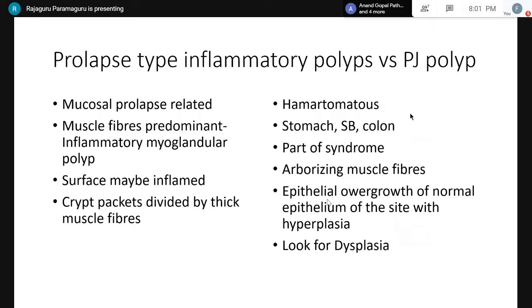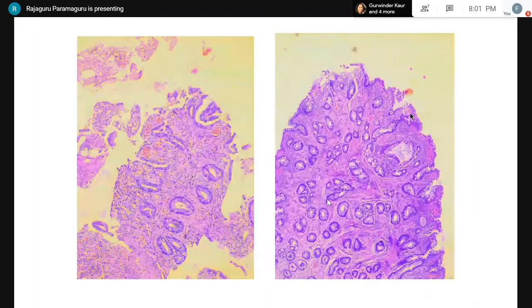In a Peutz's polyp, you have to look for dysplasia as well. So we're going with the histological image of an SRUS or a polypoidal SRUS. You see the stroma replaced with a lot of smooth muscle fibers, and this disorganization of the crypt architecture with some inflammation in the lamina propria. So this kind of thickened muscle fibers are not going to be seen with the Peutz's polyp.